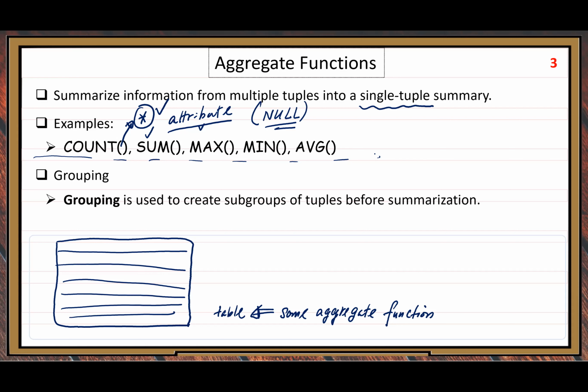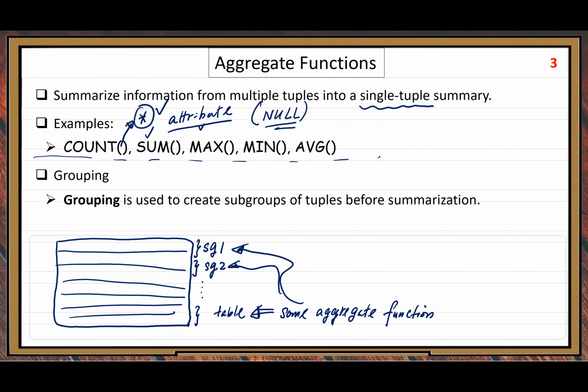All right. Now, another different way to apply. Not the whole table. We divide this table into many subgroups: subgroup 1, subgroup 2, many subgroups. Then we apply the aggregate function on each subgroup.